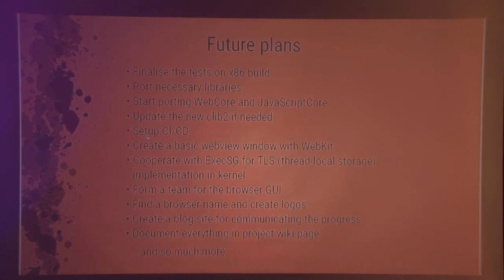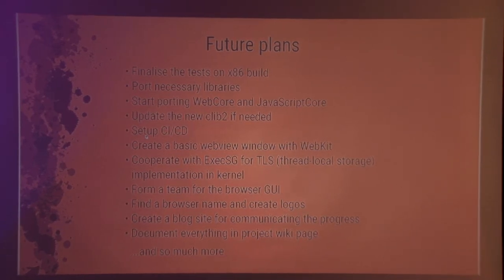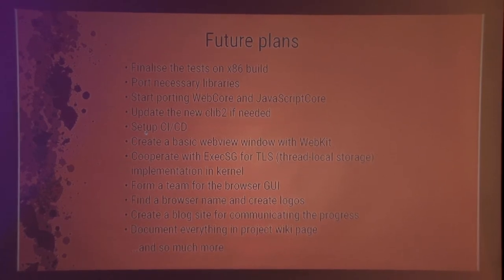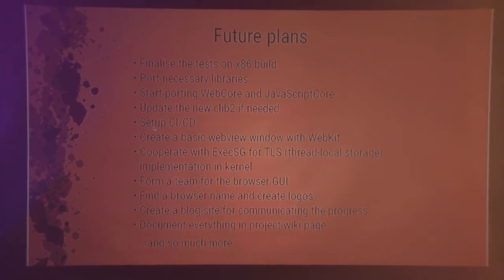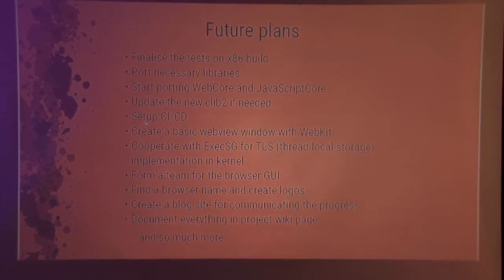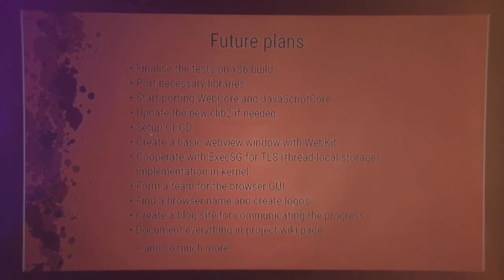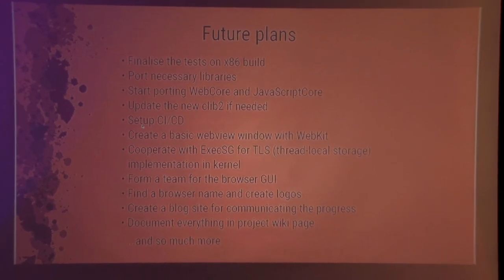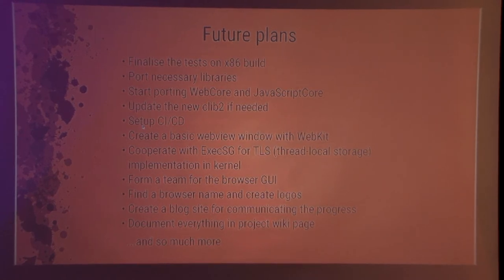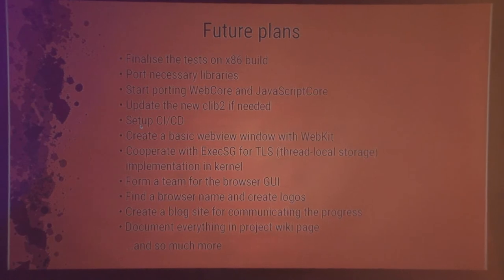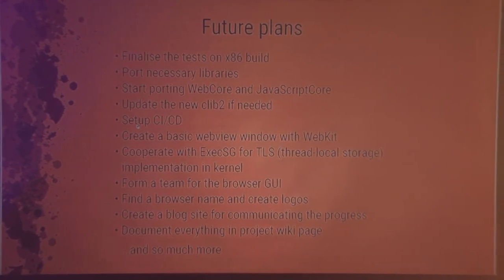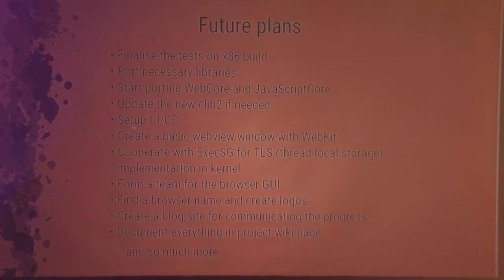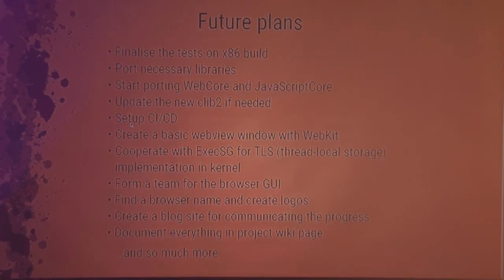We will then start to do actual porting of WebKit, which is the web core and the JavaScript core. Those are the two biggest parts of WebKit that we need to address. And along the way, we need to update the new clib if needed in any place. Set up the pipeline, which is the automated way to integrate changes and make new builds, and also create a basic web view, that window that I mentioned earlier, the simplest version of a browser using that WebKit.